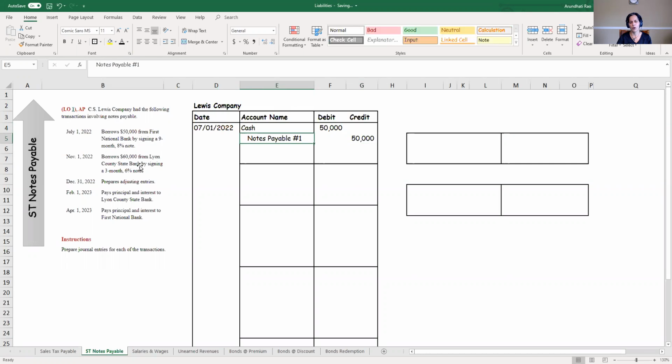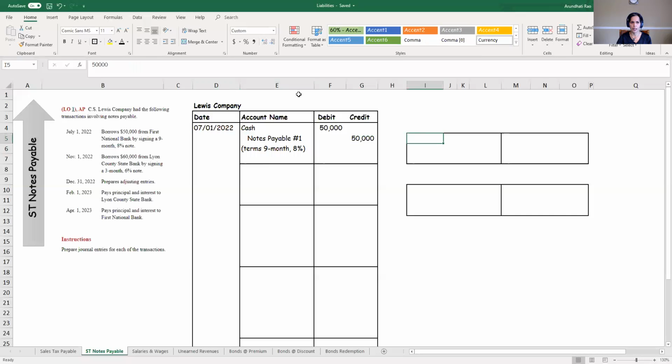Since I have more than one note payable, I'm going to identify it as note payable number 1. The terms of these notes are 9 months, 8%. So I have this note for a total of 9 months, which means at the end of 9 months, I need to return this money, the $50,000, plus I need to pay 8% interest. Now, something to keep in mind is the 8% interest is per annum. I'm not going to pay the full 8% for 12 months because I have the note only for 9 months. I pay only for the relevant 9 months.